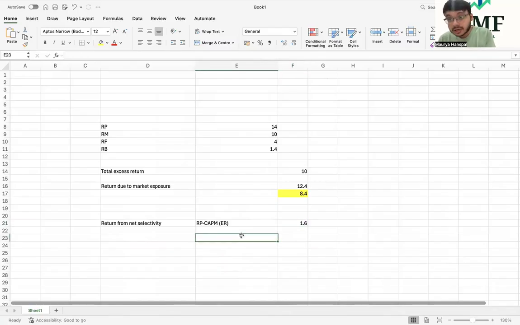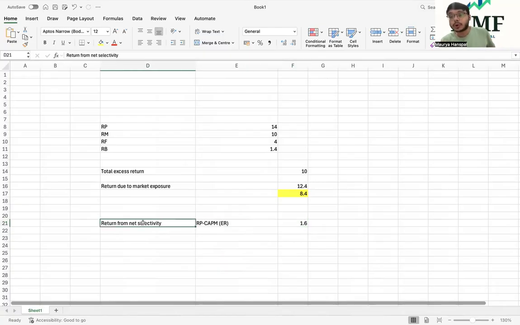Now to break down this return into diversification, because again I want to know that how much due to diversification the fund has given you. I need to know the portfolio's risk and the market risk. The portfolio standard deviation or variance, or the market standard deviation or variance simply. Just before landing to that, now this 1.6% return has come from the manager selectivity, pure stock picking ability.